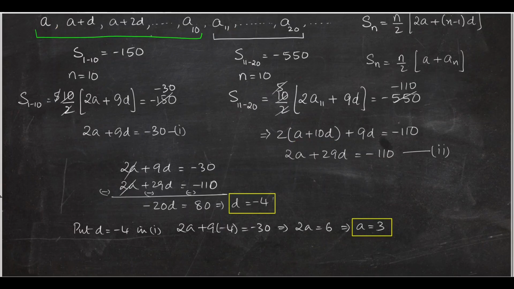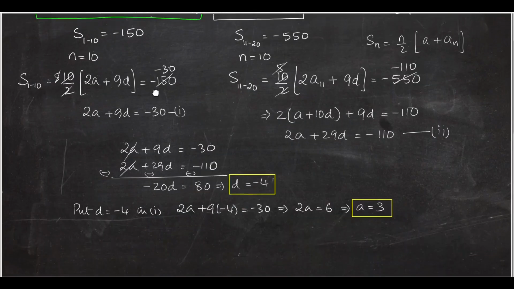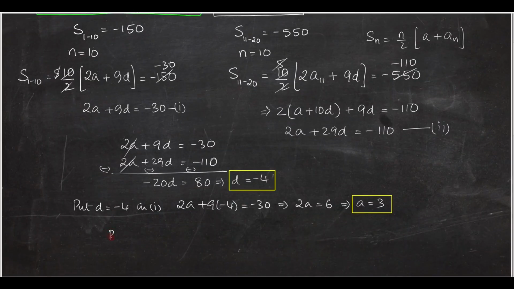So let's look at what the question is asking us. The question is asking us to build the AP. So the required AP is: the first term is 3, common difference is minus 4. 3 minus 4 is negative 1, minus 4 is negative 5, minus 4 is negative 9, and so forth. And that is the final answer.